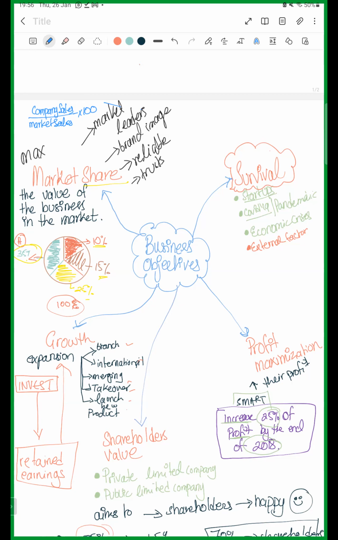Okay. Let's see how we did it. We added up all these numbers: 10 plus 15 plus 25 plus 35. What number did it give us? 85. So we have the market sales, the denominator, which is 85. Which company are we pulling out the market share for? Company A. What is their sales? 35. Multiply by 100, you get 41.2%. We round off because it was 41.17. So this is how we work out the market share.